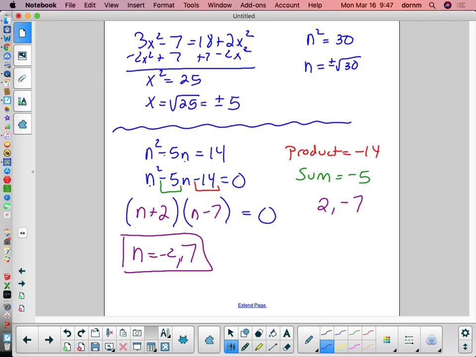Well, 4 plus 10 is, yep, that works. How about 7? 49 minus 35 is 40. Yep. By goodness, it actually works. I've actually found my solutions.